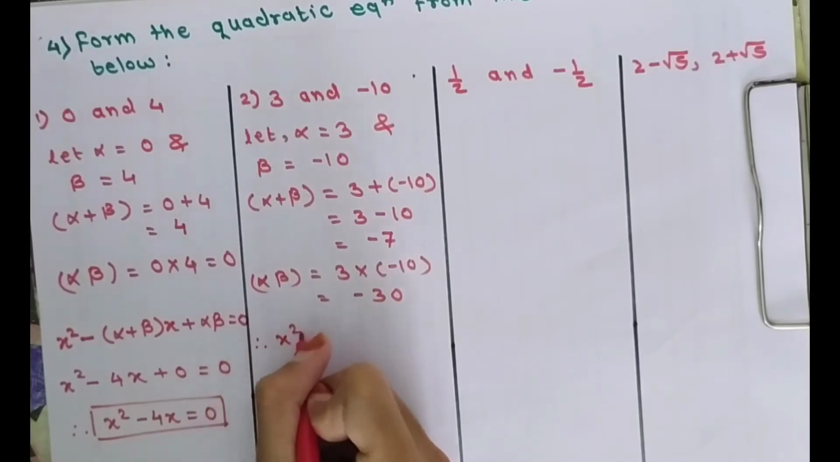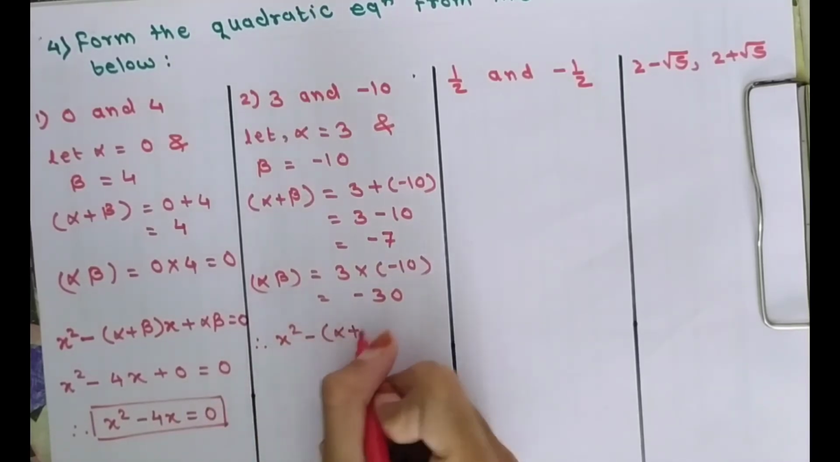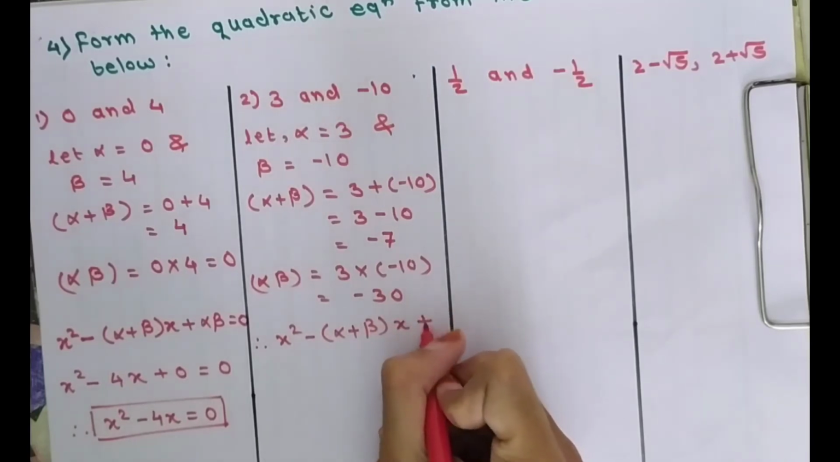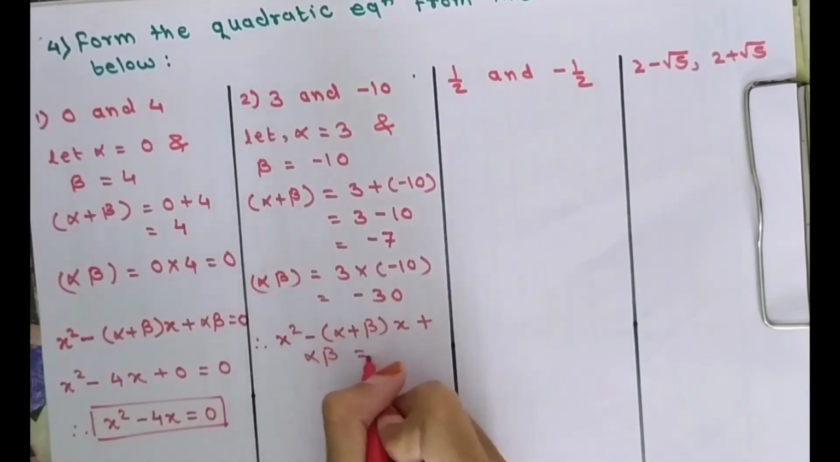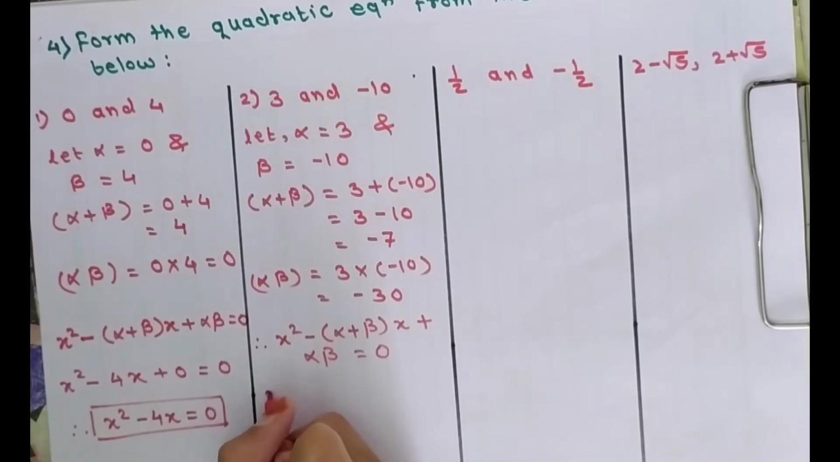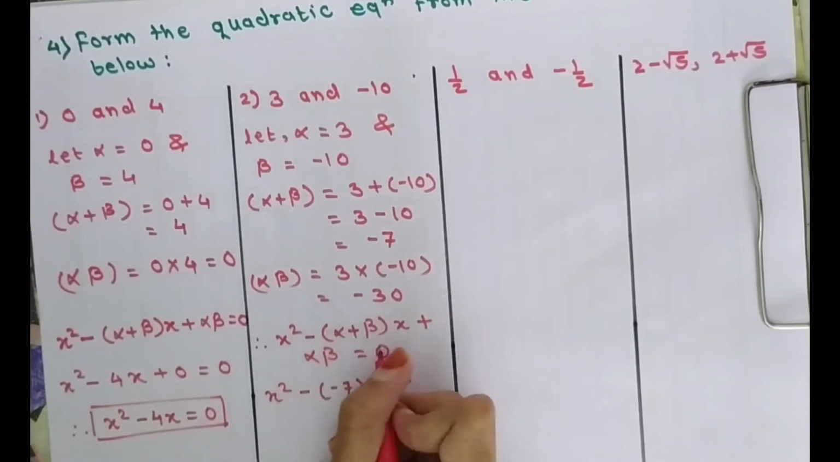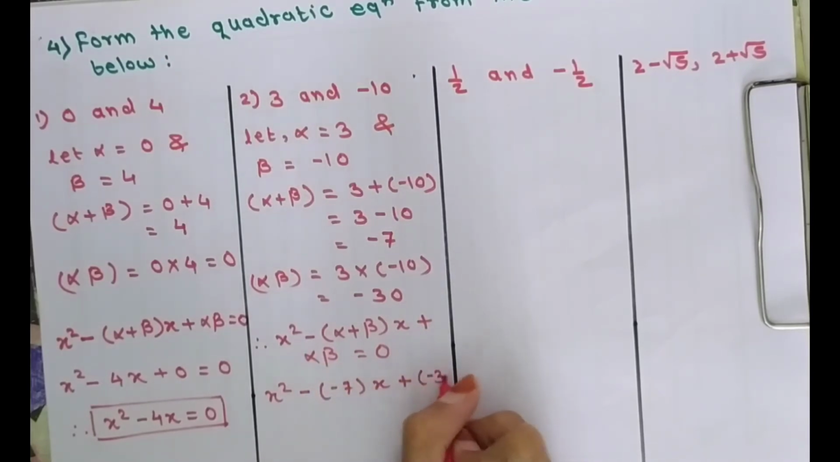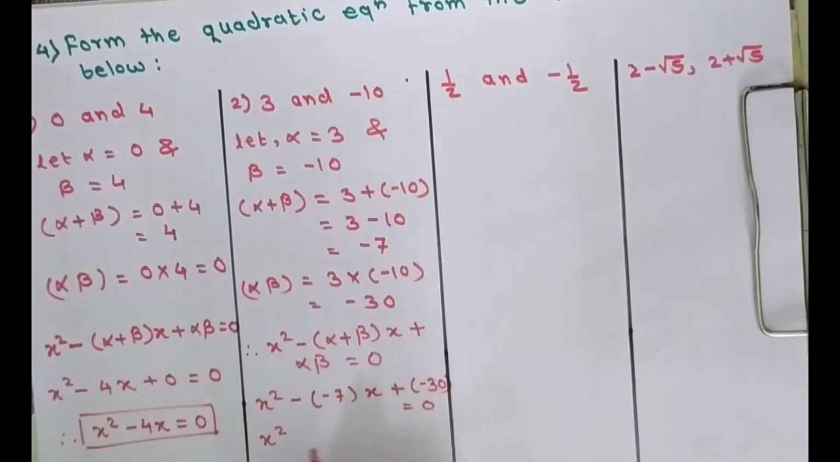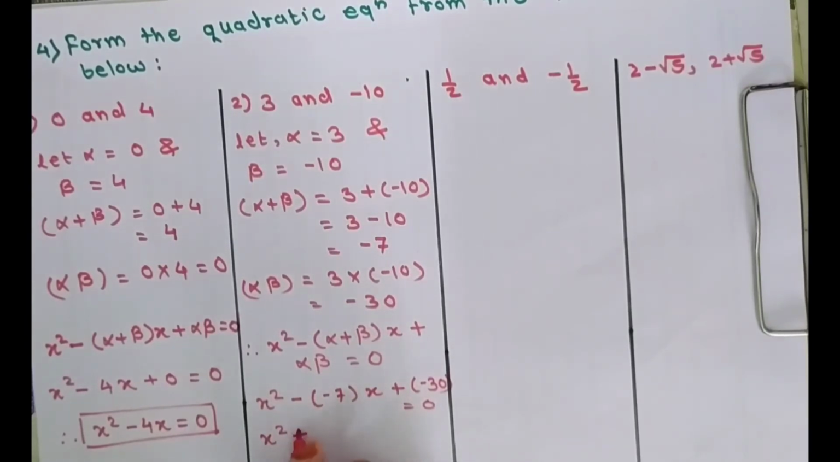Therefore, x square minus alpha plus beta x plus alpha beta is equal to 0. So x square is as it is, right, x square minus alpha plus beta, minus 7, x plus alpha into beta is minus 30 is equal to 0. So x square plus 7x minus 30 is equal to 0 is the quadratic equation.